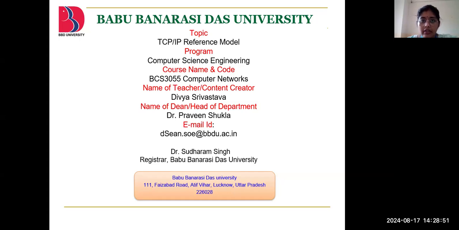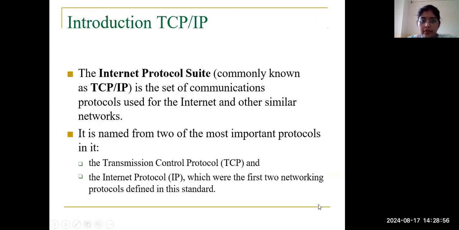Today, we are here to discuss TCP/IP. Let us talk about the introduction. TCP/IP is a set of communication protocols used for the internet and other similar networks. It is named after two of the most important protocols in it. The first one is TCP, called Transmission Control Protocol, and the other one is Internet Protocol, which were the first two networking protocols defined in this standard.